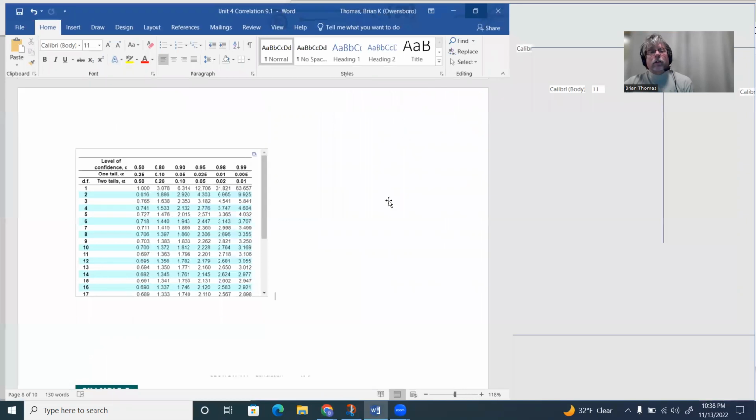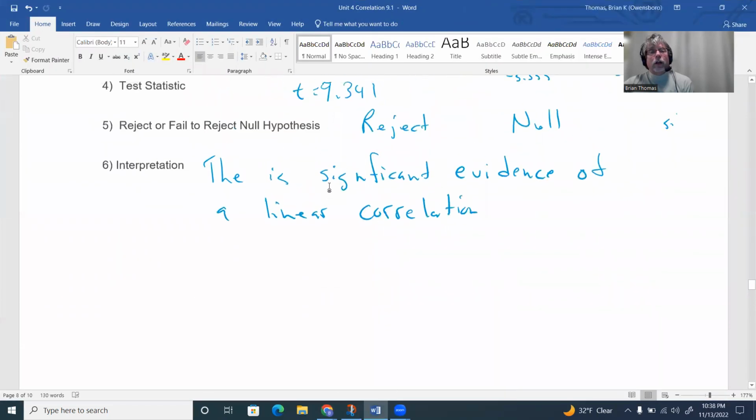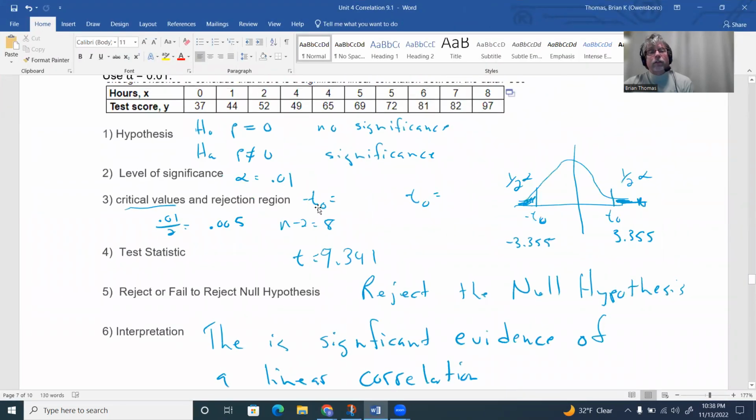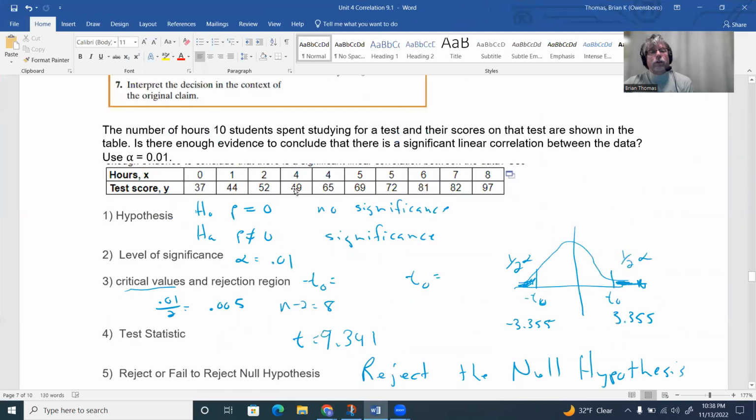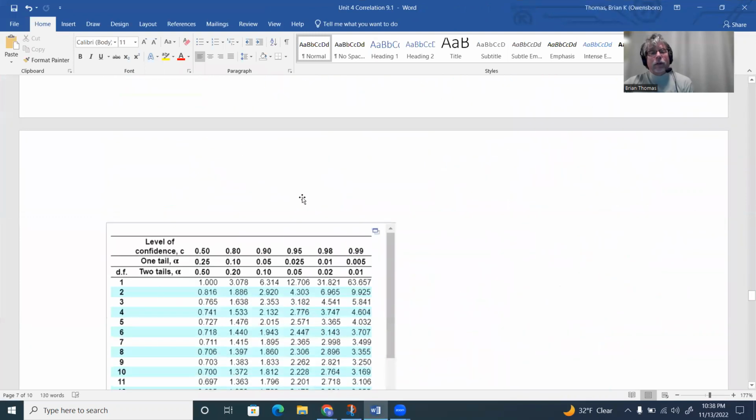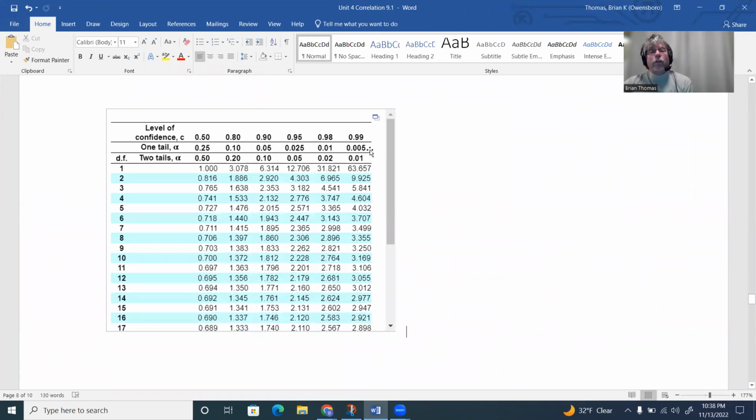Notice how here I found negative t sub 0 and t sub 0 using the calculator. But notice how, again, we had this 0.05 and the degrees of freedom was 8. That would give us this 3.355.